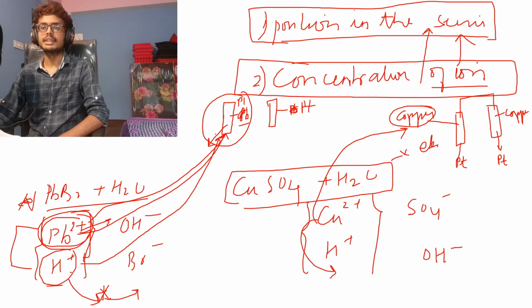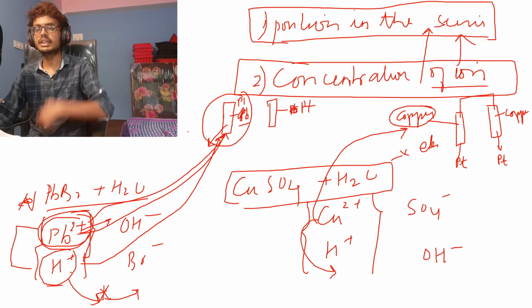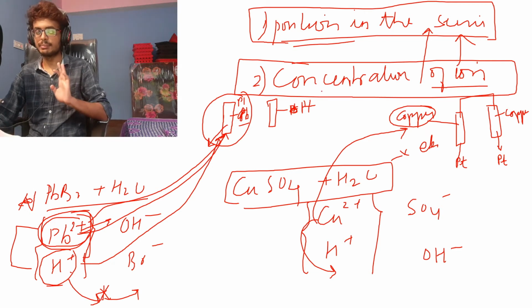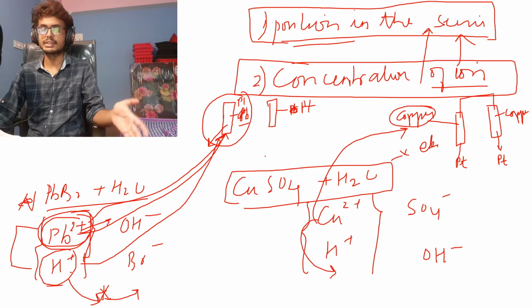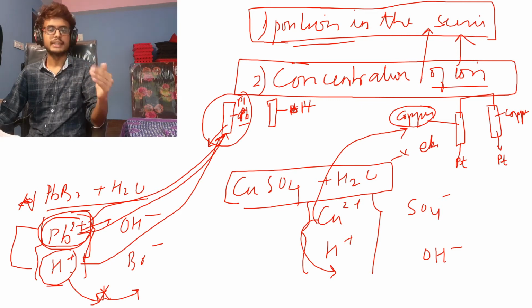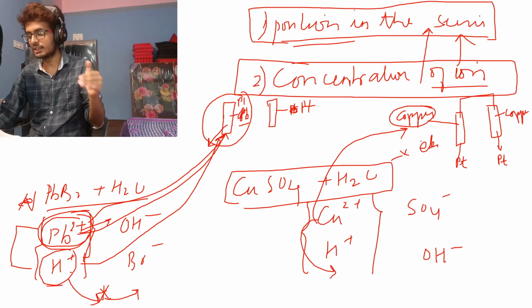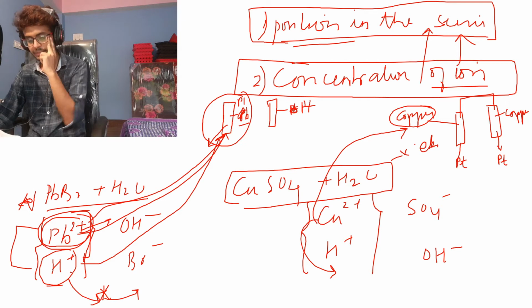But lead getting discharged on the electrode because the electrode is made up of lead is against the electrochemical series theory. So this you need to keep in mind. So if the concentration of the ions is more, right? If the electrodes are made up of the same ion that is present in the solution, then it may go against the electrochemical series. It may go against the theory that is suggested by the electrochemical series, right? So is that clear?